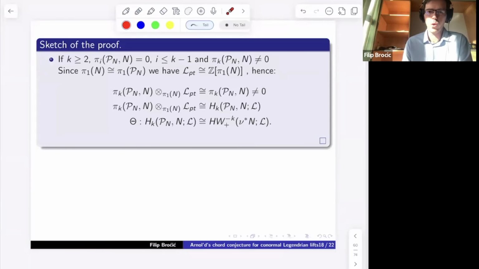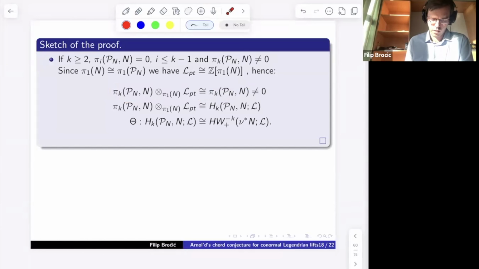But now recall the Hurewicz theorem. So the Hurewicz theorem for local systems on the left-hand side takes the quotient over the π1 of N. But since π1 of N and the group ring of the π1 of N is isomorphic to the fiber of the local system, we have that actually this tensor product is just the relative π_k group. So even though we are using just homology, we can recover homotopical data by using this local system.